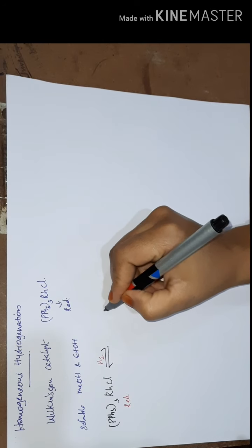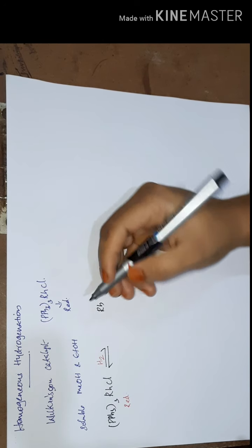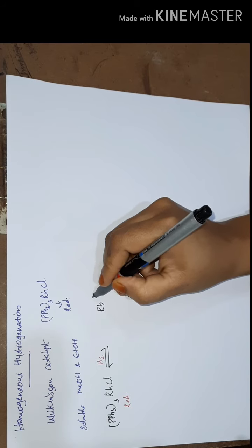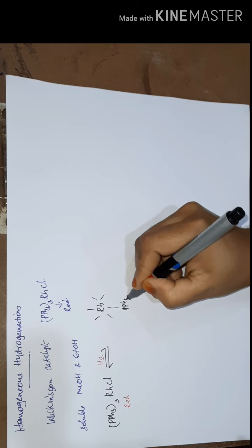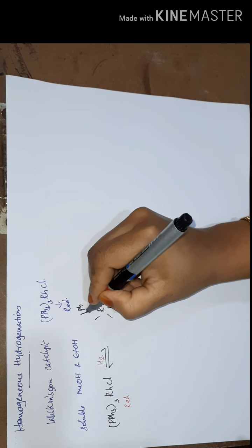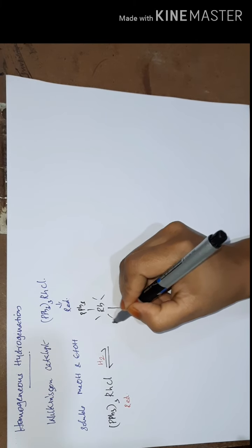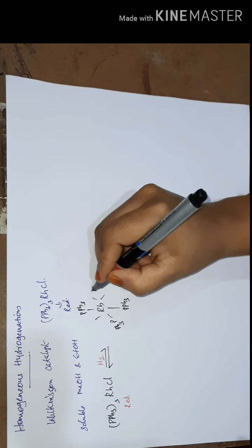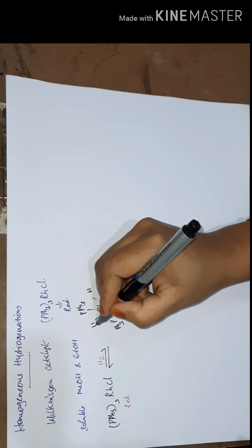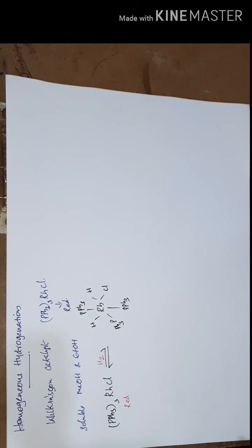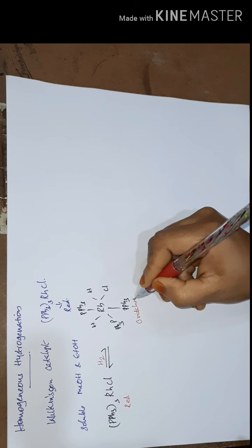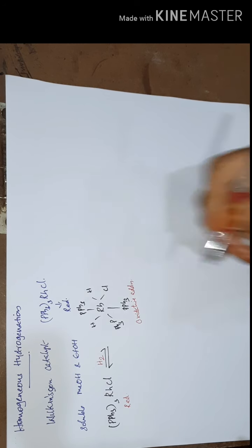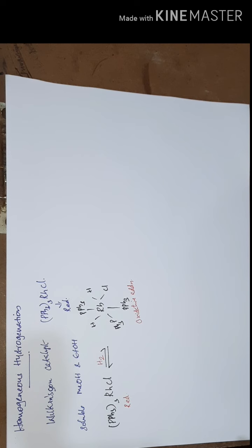That is, the structure of our catalyst will turn to a hexa-coordinated compound. Hydrogen is added here and chlorine is kept as such. Here, as we said, an oxidative addition is taking place. Okay.